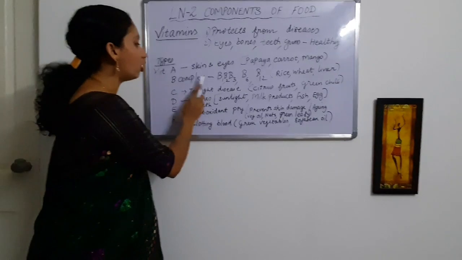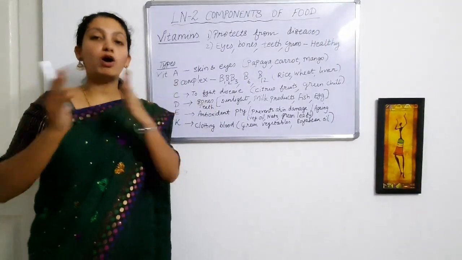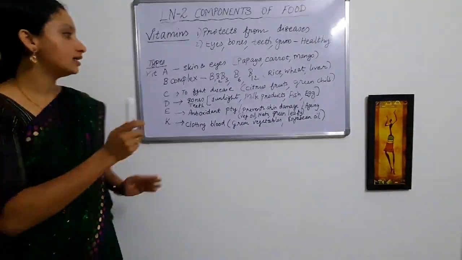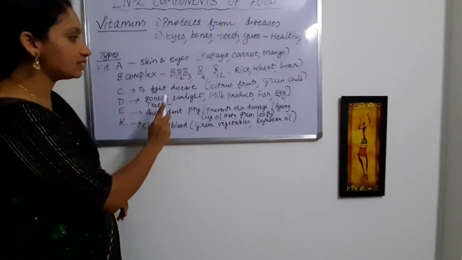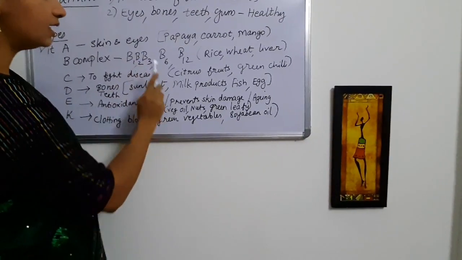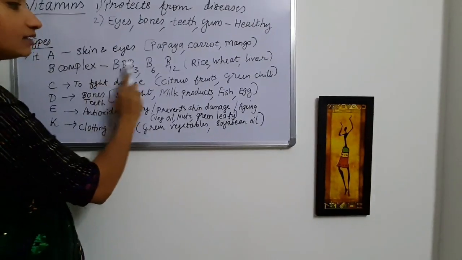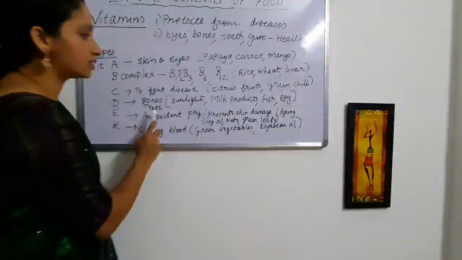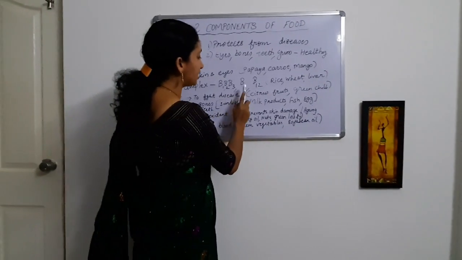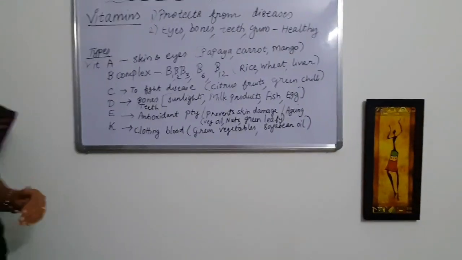Second one is B complex. Why is it called complex? It is a group of many types of vitamin B. It includes B1, B2, B3. Then we are skipping 4 and 5, so there is no continuity in the numbers. So you have to remember these numbers: B1, B2, B3, B6, B12. These are called B complex.